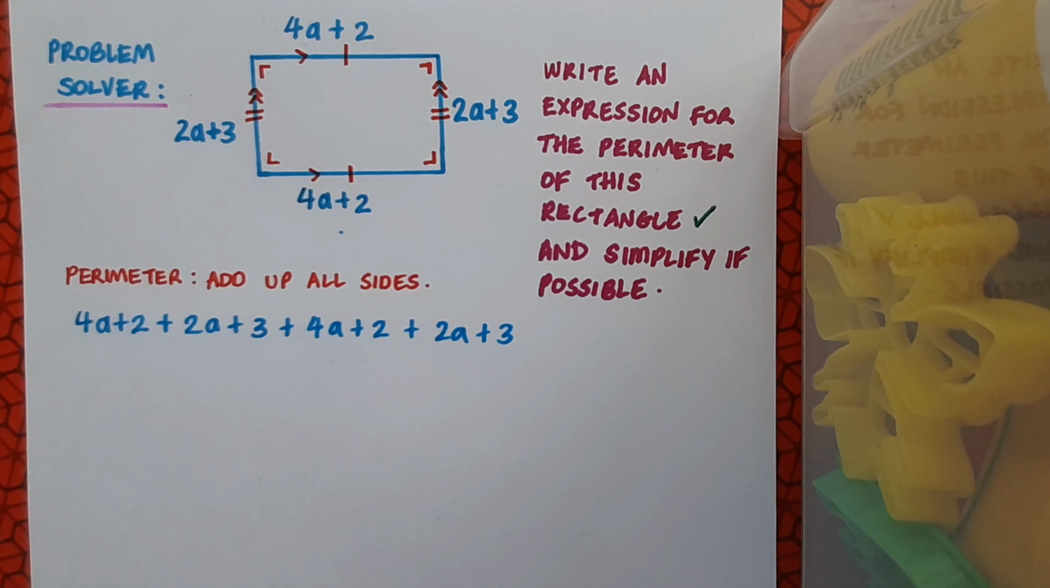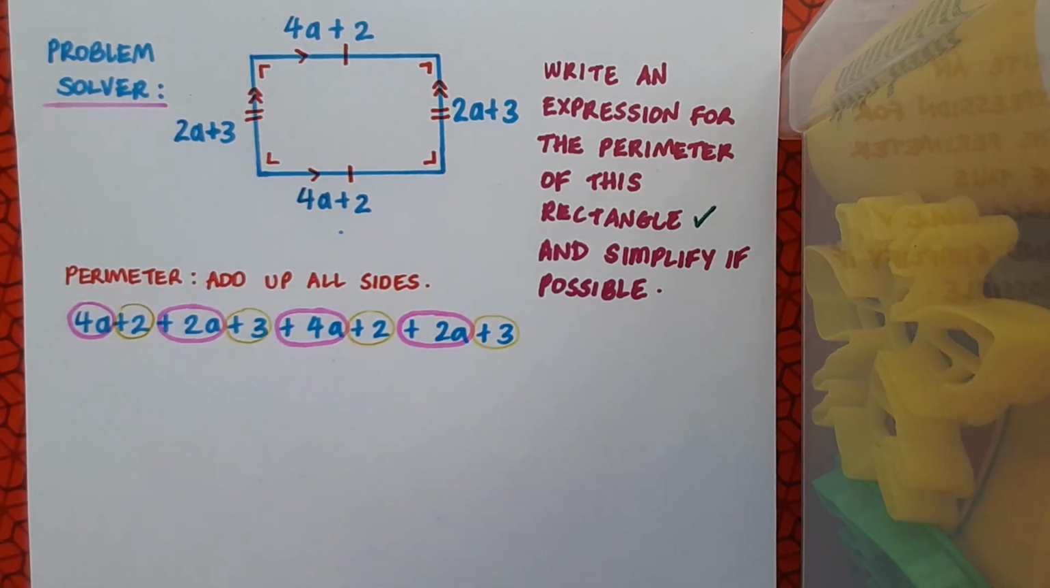Okay, so simplifying means do any jobs that I can do in the question. So everything is adding in this particular example. So if I want to be able to do that, I need to go looking first of all for my like terms. So let's have a look through this expression for the like terms. So all of these a terms are like terms, and all of these number terms are like terms.